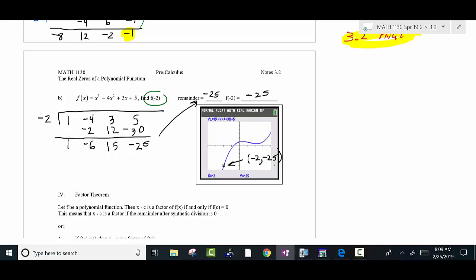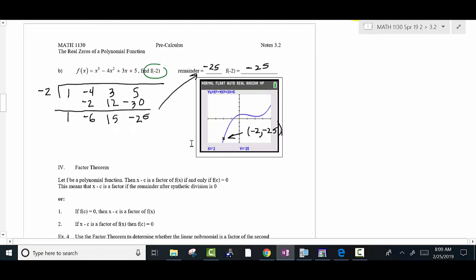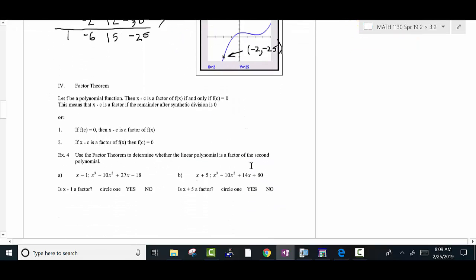Does that make sense to everybody? Okay? So you can bypass just plugging the number in. You just do synthetic division to quickly evaluate your function. To me, that's usually a little bit simpler way of doing that.